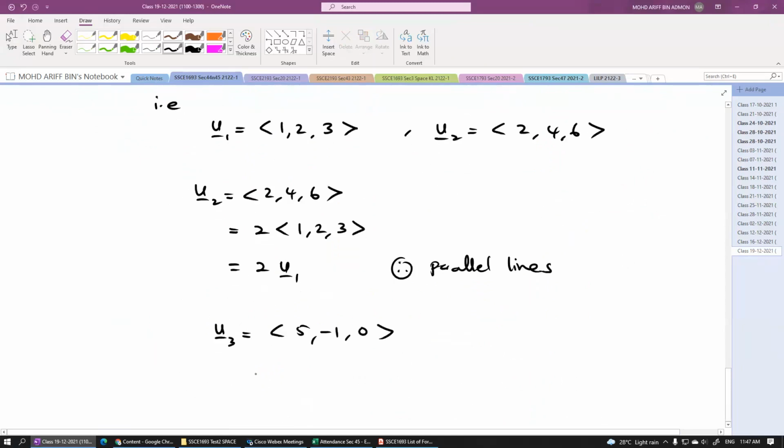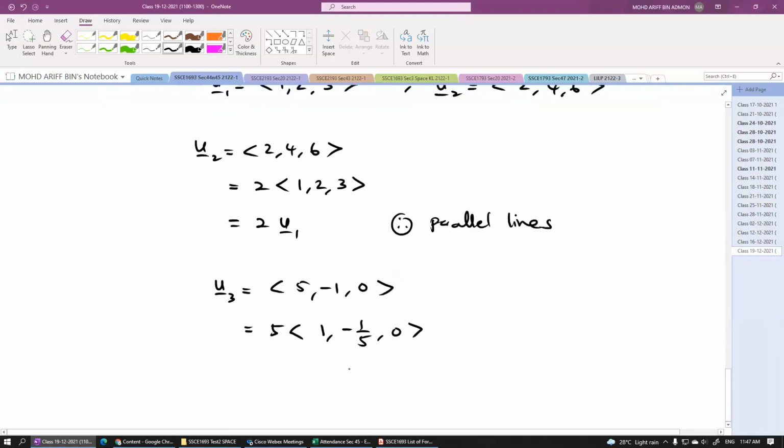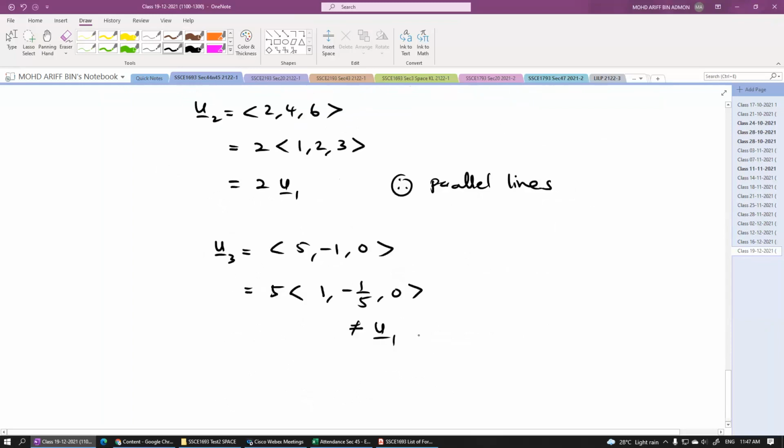And you cannot relate this one equal to, let's say, U1. So the X component, you want to make it 1, so you just take out 5. So 1, here becomes 1 over 5, here remains 0. So this is not equal to U1. In other words, you cannot write it in the form of lambda U1. So if not equal, that is not possible, not parallel.